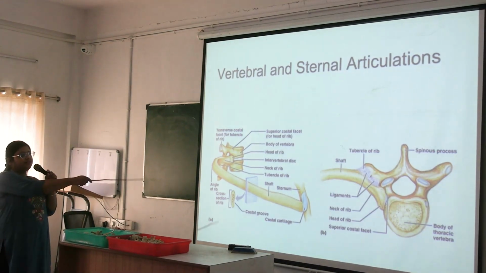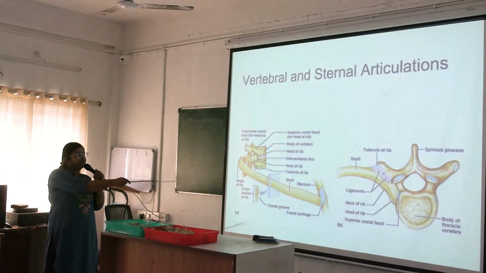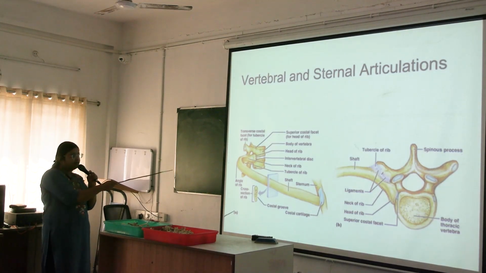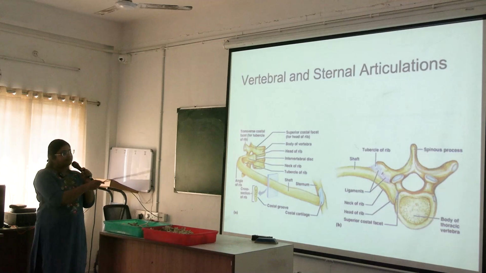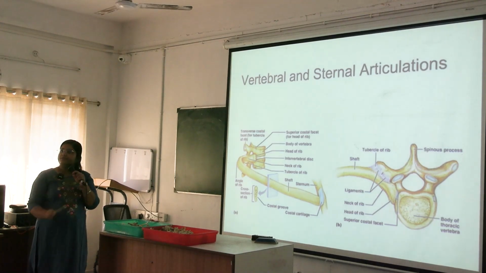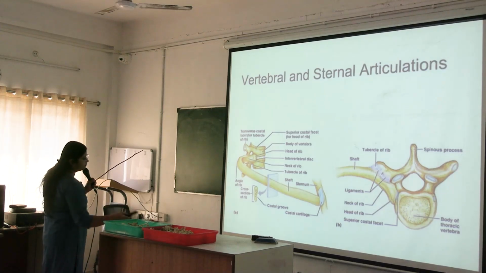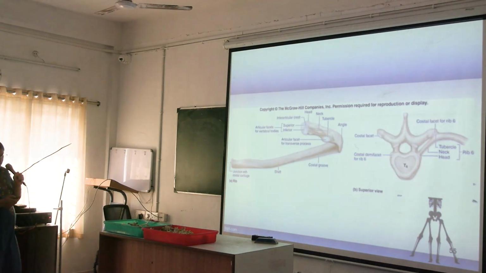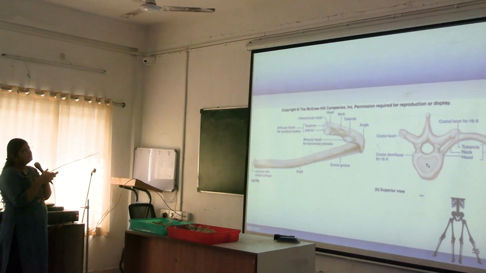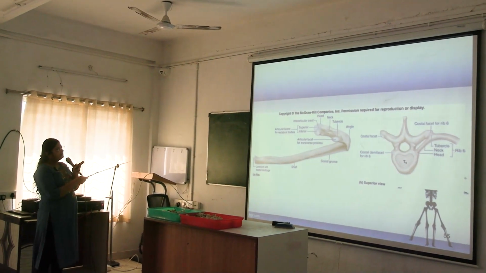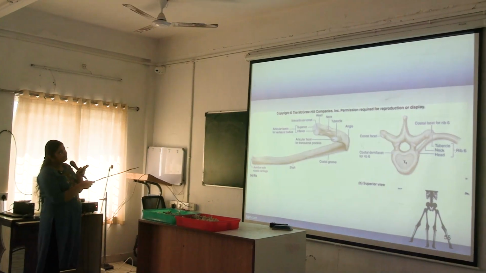And the attachment, you see: the head is articulating with the body of the vertebra, the neck is lying opposite to the transverse process of the vertebra and connected via ligaments, and the tip of the transverse process has a facet which articulates with the articular part of the tubercle of the rib. Understood? Here it has been shown like this, the different parts: head, neck, tubercle, angle, and shaft, and the junction with the costal cartilage.